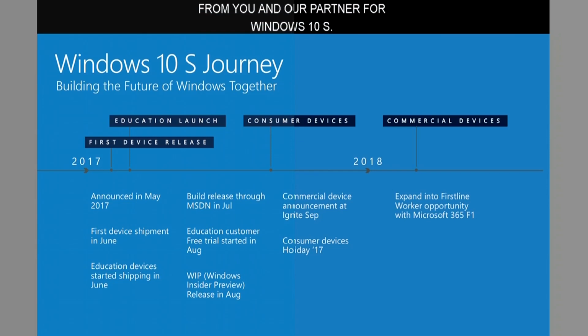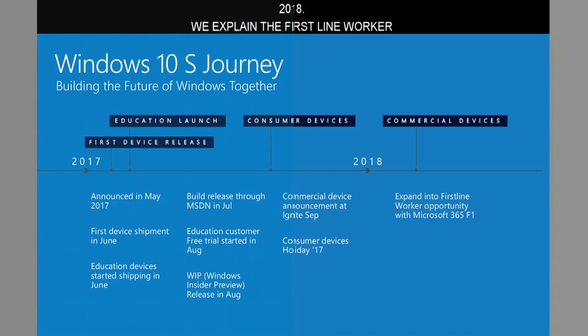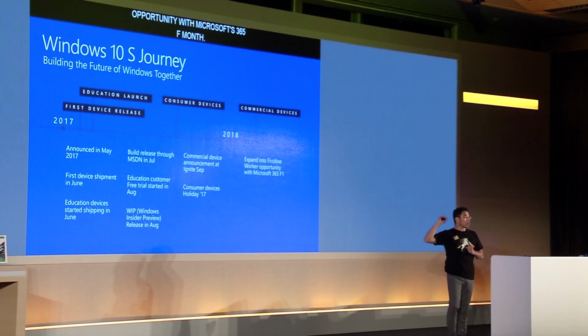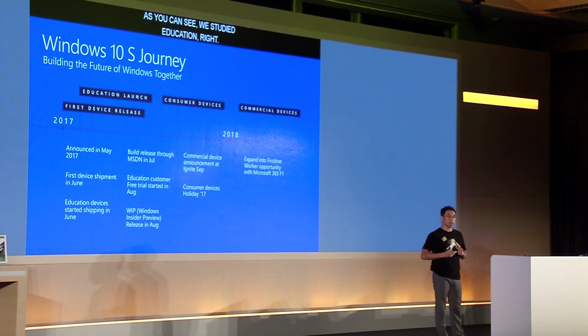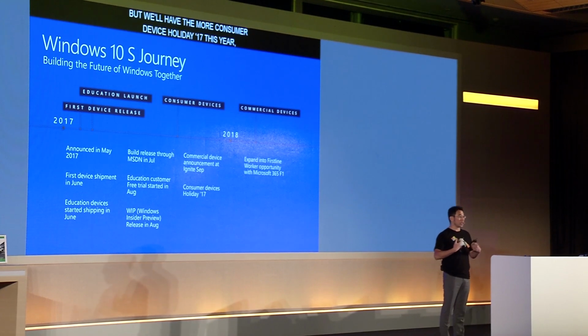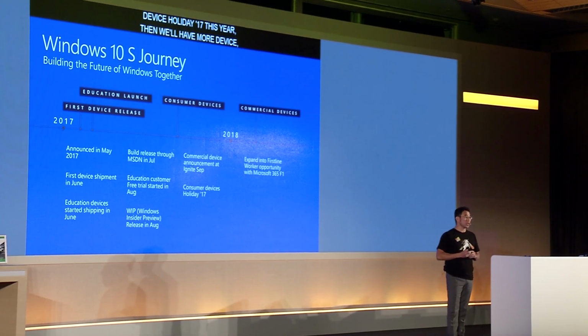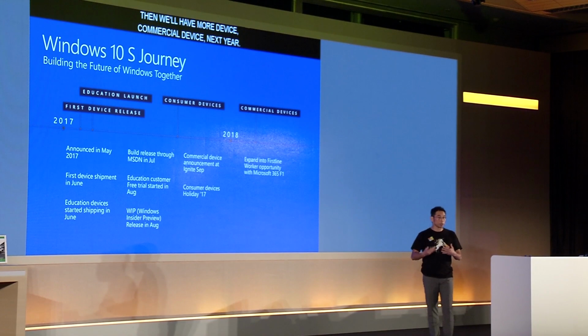At the Ignite event, we explain the first-line worker opportunity with Microsoft 365 F1. So we also introduced the devices here. As you can see, we started with education, right? But we will have more consumer devices for Holiday 17 this year, and then more commercial devices next year. So that's how we started this Windows 10 S journey, and then we will grow this more and more and more.